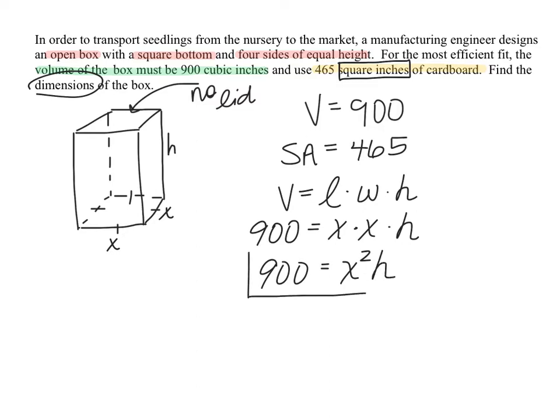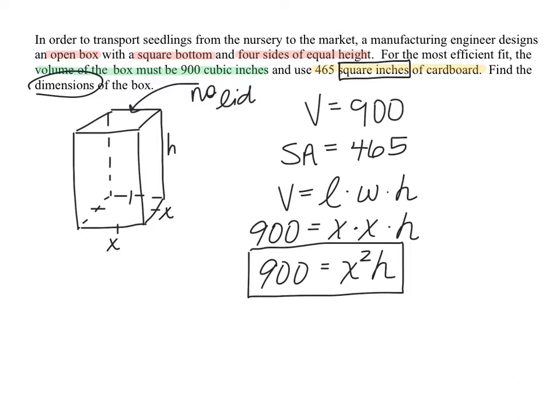So this is one of our equations. However, this equation has 2 unknowns, which means I need to write a second equation to relate these variables x and h. Here's where we have to use the surface area. Now, there isn't a special formula for surface area.